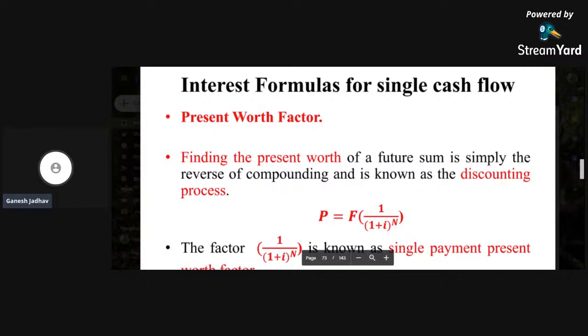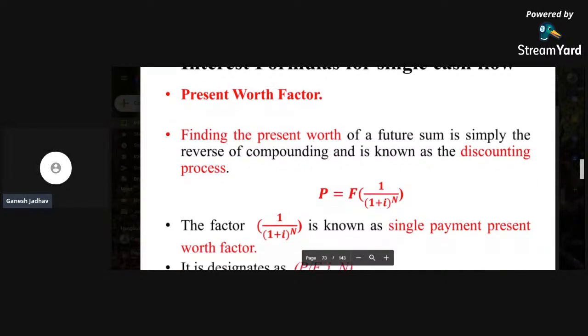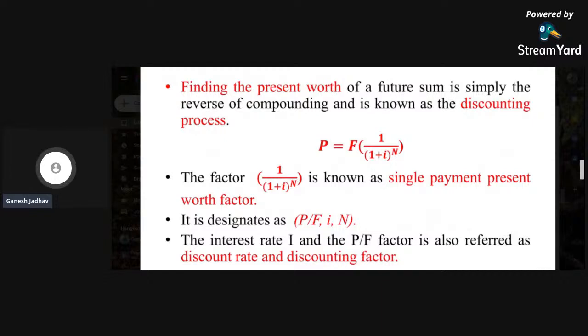Whenever your future value is calculated, here is the factor: 1 upon 1 plus i raised to n. Okay, 1 upon 1 plus i raised to n is known as the single payment present worth factor. So what is this? 1 upon 1 plus i raised to n. It is designated as P by F, comma i comma n.